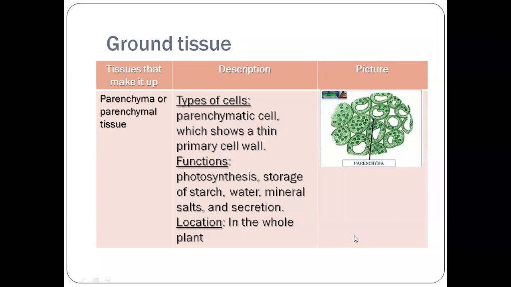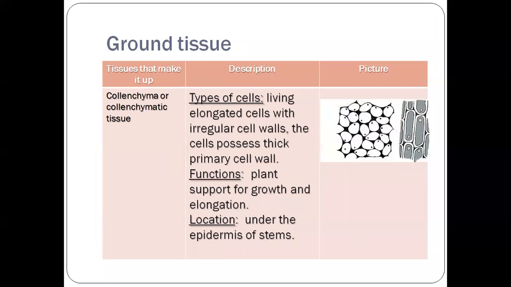Then we have the collenchyma tissue. So the collenchyma tissue, we have living elongate cells with irregular cell walls, and the cell possesses a thick primary cell wall. Function, support for growth and elongation. So it allows the plant grow. That is the collenchyma tissue or collenchymatic tissue. Localization under the epidermis of the stems.